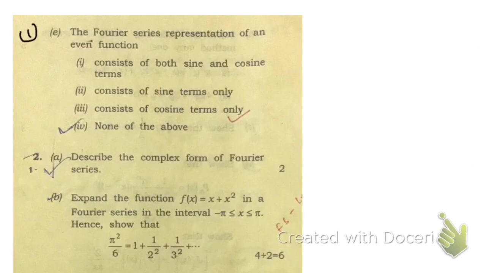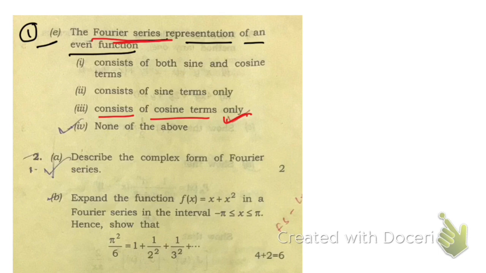You see 1e. The Fourier series representation of an even function. In case of an even function, it consists of cosine terms only. If the given function is even, then its Fourier series should be in terms of cosine only. And if it is an odd function, then the terms of that Fourier series must consist of sine terms only.